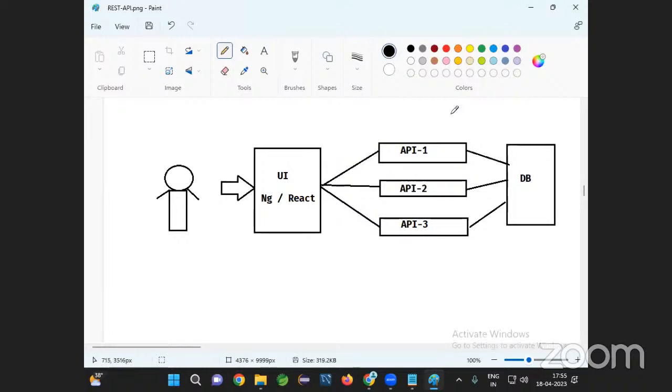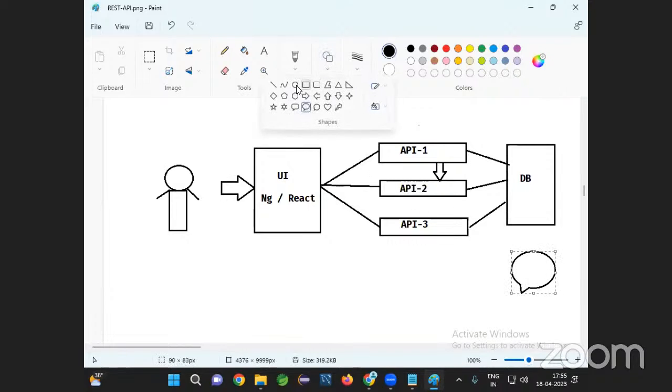Here, who is a consumer? UI is the consumer. APIs are the providers. APIs will provide the data to the UI, right? Now, based on the requirement, one REST API can communicate with another REST API. This REST API may communicate with a third party REST API. This is another company's REST API. Based on the requirement, this can communicate like this. That is possible. My APIs can communicate with each other. Depends on the requirement, my API can communicate with a third party API. Third party API means an API developed by another company, right?